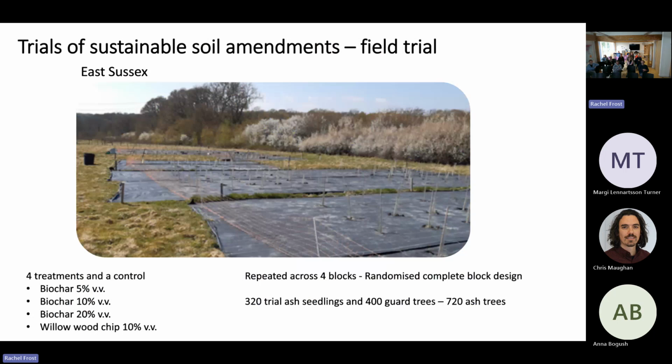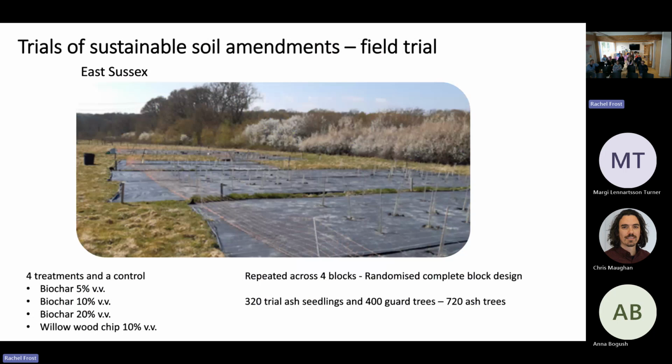So again, the biochar at different volumes and willow wood chip mixed in. I couldn't trial all of the amendments because the field simply wasn't big enough. And there were 16 trees planted in each of the plots, and they were repeated across the field. So that gave a total of 320 trees that I would assess. Then around each of these plots, we planted another 20 ash saplings, and that was to try and stop the soil amendments leaching between the different plots. It did have 2 metres between each one, but it's recommended that you do that.